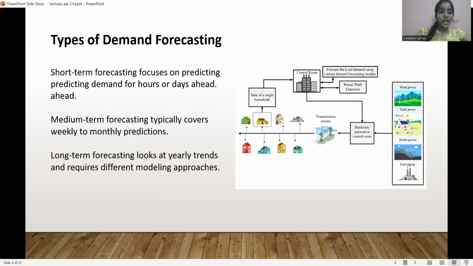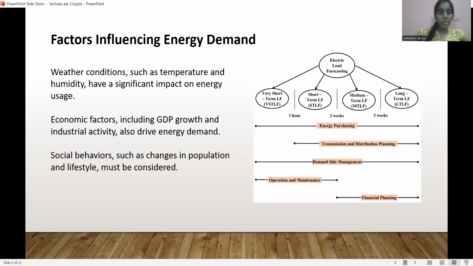Types of demand forecasting. Short term forecasting focuses on predicting demand for hours or days ahead. Medium term forecasting typically covers weekly to monthly predictions. Long term forecasting looks at yearly trends and requires different modeling approaches.